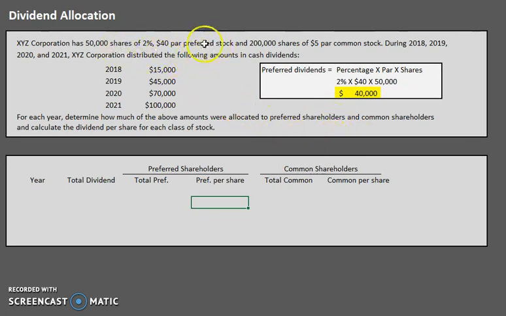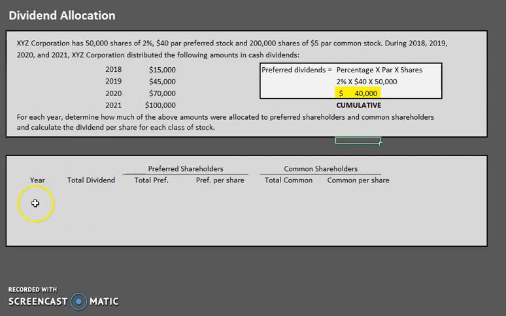We have to know if this preferred stock is cumulative or not cumulative. So if you're working on one of these problems right now, I want you to take a close look at your problem to see whether it says cumulative or not cumulative. Because in this problem, we are going to assume that those preferred shares are cumulative. Cumulative means that if those preferred shareholders don't get their $40,000 one year, then whatever is still owed to them will be made up at a later date.